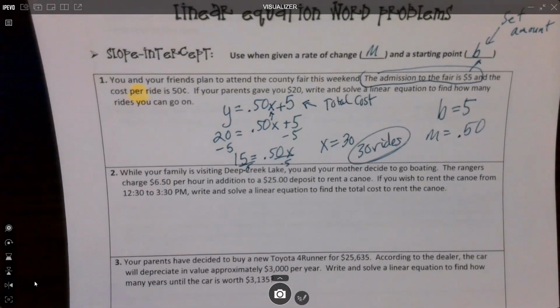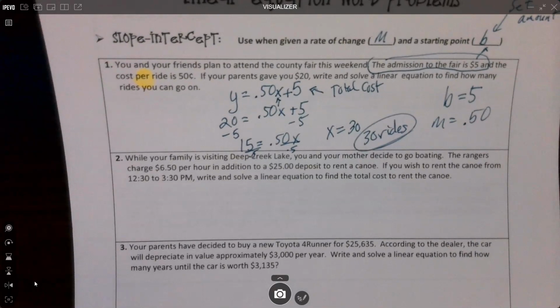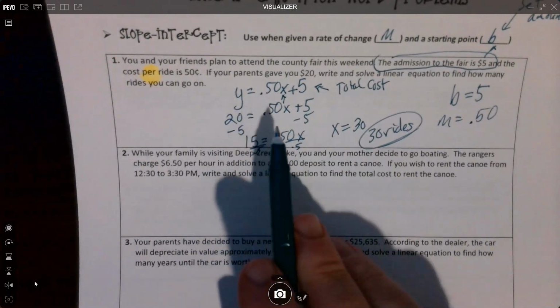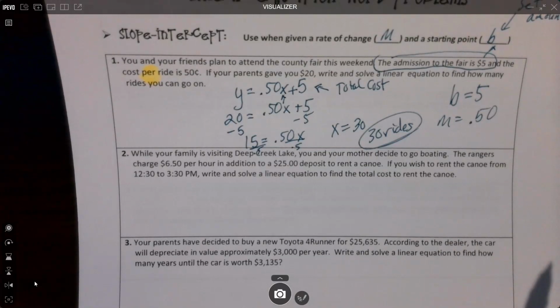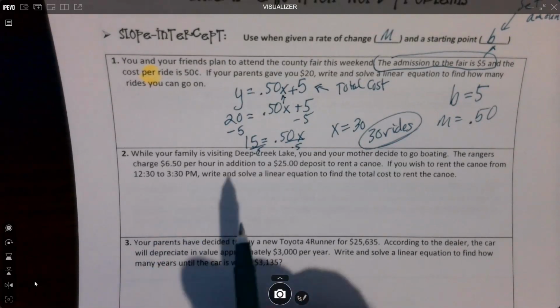I can show you on Desmos how you can solve some of these as well. If you get the equation correct, I can show you how to do it on Desmos to help you figure some of these out, but we'll just keep going for now.